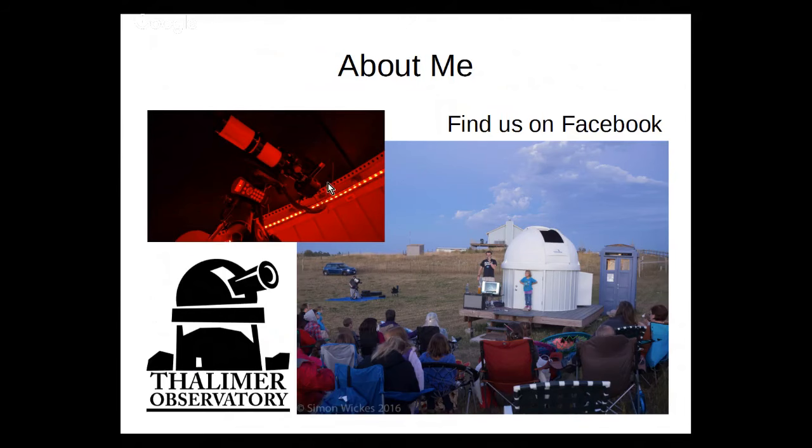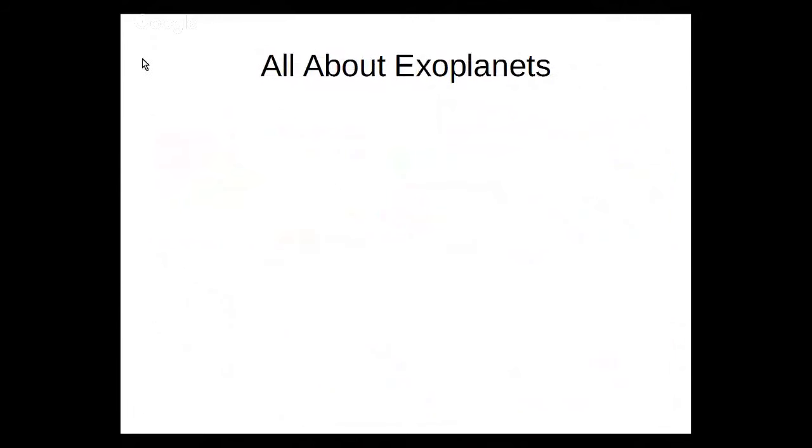Okay, here we go into all about exoplanets. So we're going to start off with a definition of what an exoplanet is, because that would probably be helpful. So an exoplanet is a planet that orbits a star other than our sun. So anything not in our own solar system would be considered an exoplanet. Pretty simple, basic, to the point: a planet that orbits another star.